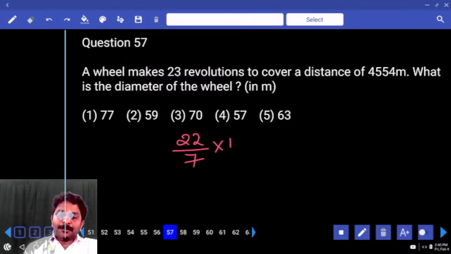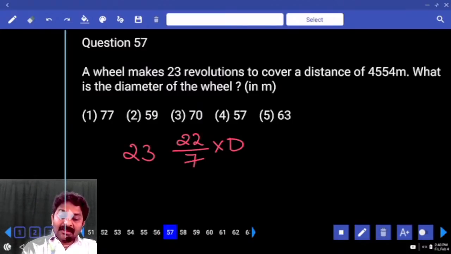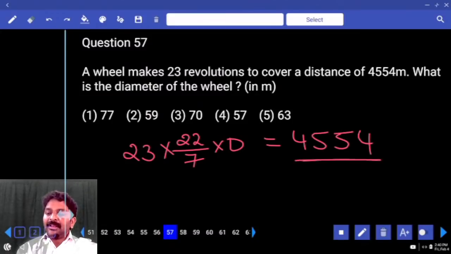22/7 into d, correct? This is the distance a wheel can cover for one revolution, correct? Like that it made how many revolutions? 23. In 23 revolutions, the distance it is going to cover is 23 into that much, correct? Which is equal to 4,554. When you look at this number, what do you observe?